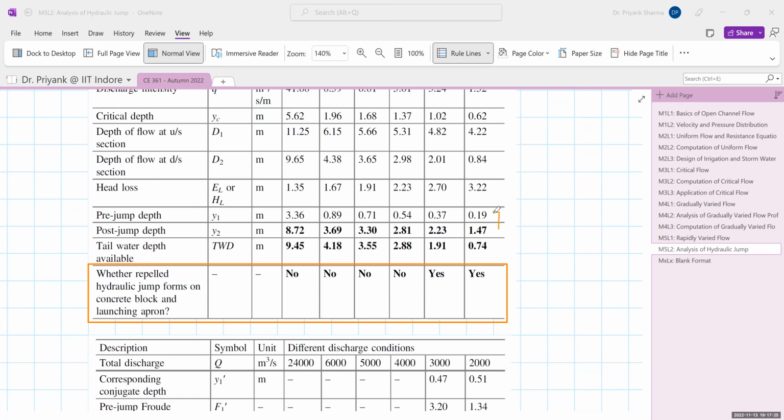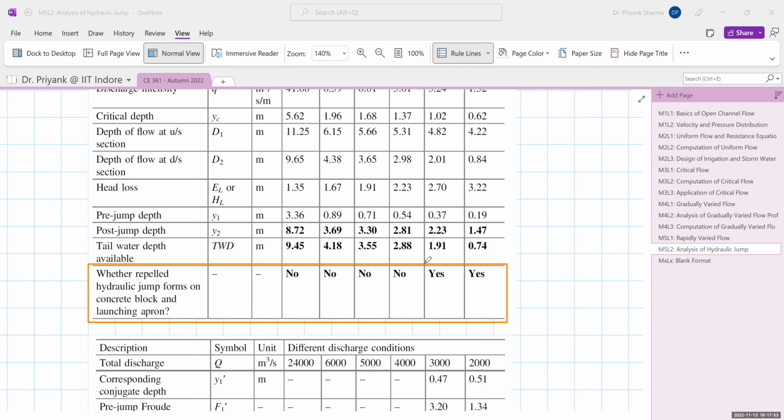The difference between pre-jump and post-jump depths can also be computed, and the tailwater depth is also obtained based on the conditions in the downstream. So what we found on the concrete blocks is whether the hydraulic jump occurs on the concrete block, that is, whether it is a free jump or a repelled jump. So our question is whether a repelled jump forms on the concrete block and launching apron.